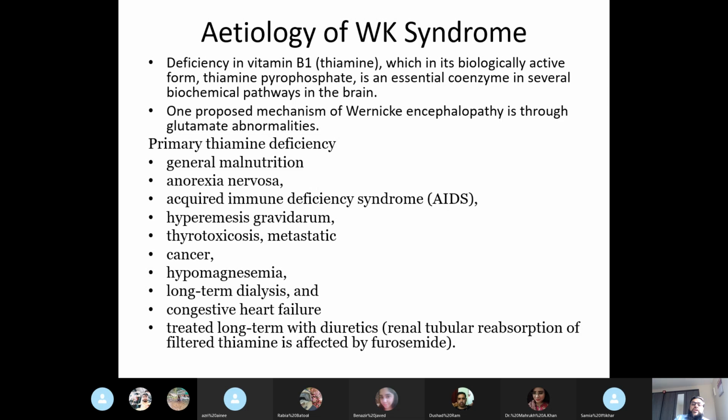Now, the etiology of Wernicke's Korsakoff syndrome. So the first thing is deficiency in thiamine, which is thiamine pyrophosphate in its active form. It's a coenzyme. That's one thing. So primary, basically, what is happening is that the person is becoming thiamine deficient.